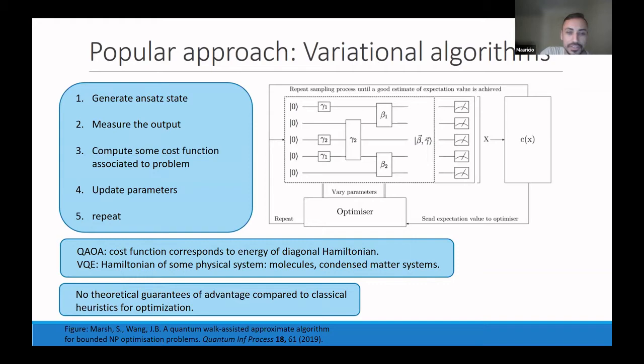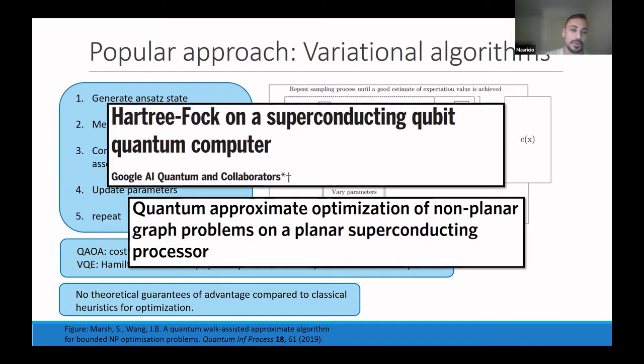Despite the lack of these guarantees, experiments have been performed on these two approaches, QAOA and VQE. For example, Google performed these two experiments a while ago, both of them on their superconducting quantum computers. For VQE, they performed Hartree-Fock simulations, and for QAOA, they solved some graph problems. I'm not going into the detail of them, but you can check these papers for more details.